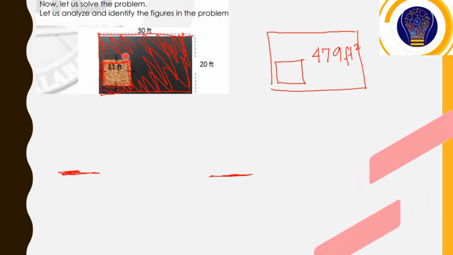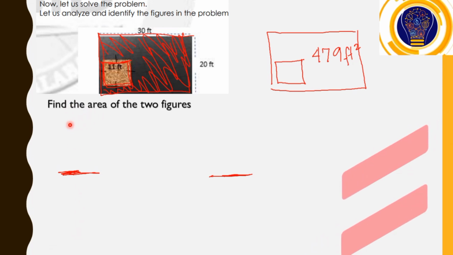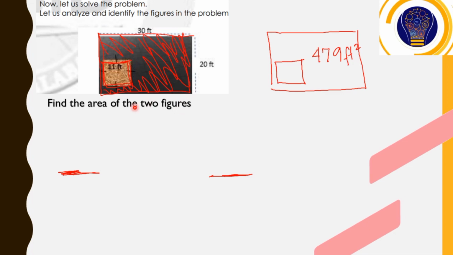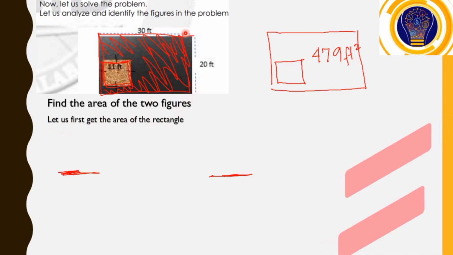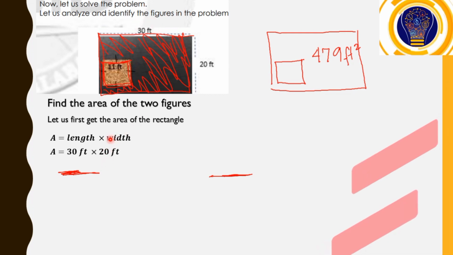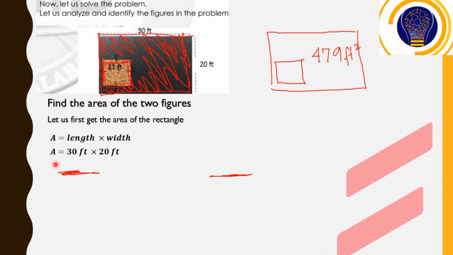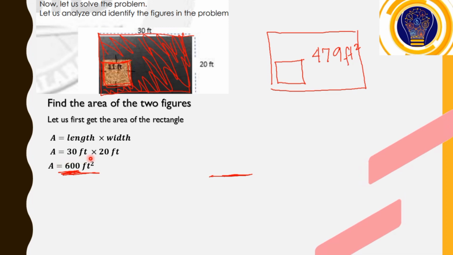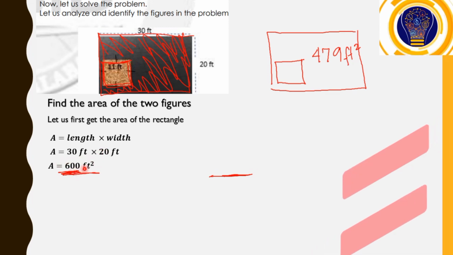So now, this is a composite figure wherein it has rectangle and a square inside it. Now, how to solve this one? Now, first is find the area of the two figures. Let us first get the area of the rectangle here. Okay, in our review, area of rectangle is equal to length times width, wherein length is equal to 30 feet and the width is equal to 20 feet. And 30 times 20 is equal to 600 square feet or 600 feet squared.